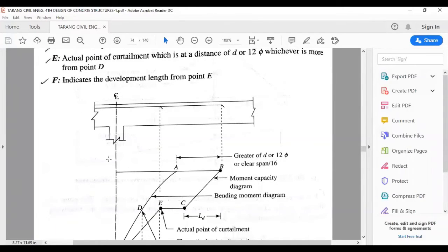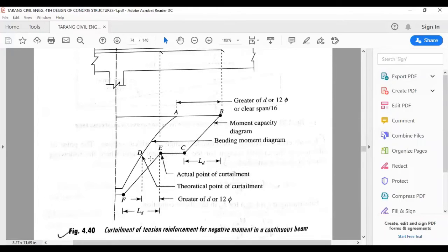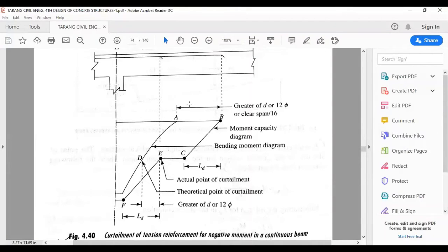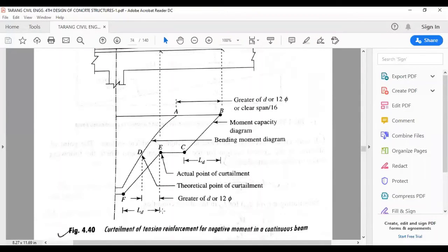So this shows the center line. Here, this value is the greater of D or 12 times the dia. As discussed, this is the theoretical point of curtailment, and this is the actual point of curtailment, because this is the actual bending moment diagram, and this is the moment capacity diagram. And this value is the greater of D, 12 times dia or clear span upon 16. And this value is LD.